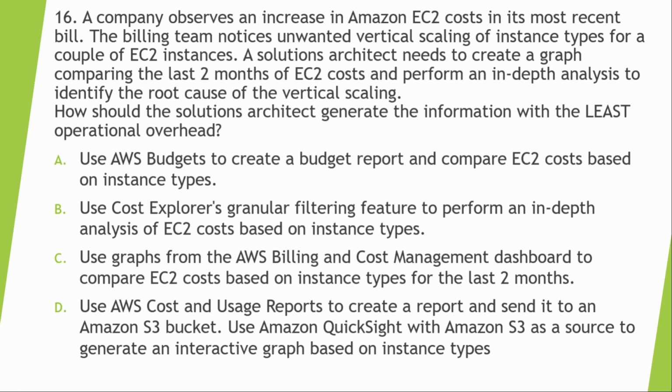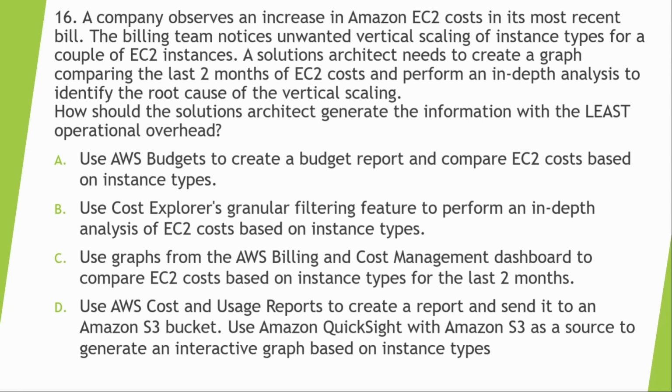The billing team notices unwanted vertical scaling of instance types for a couple of EC2 instances. A solution architect needs to create a graph comparing the last 2 months of EC2 cost and perform an in-depth analysis to identify the root cause of the vertical scaling. How should the solution architect generate the information with the least operational overhead? I would give you some time to pause the video and understand the question well.